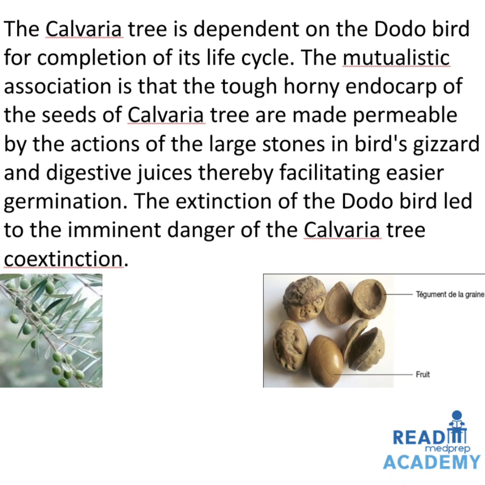The mutualistic association is that the tough horny endocarp of the seeds of the calvaria tree are made permeable by the actions of the large stones in the bird's gizzard and digestive juices, thereby facilitating easier germination. The extinction of the dodo bird led to imminent danger of the calvaria tree co-extinction. On the left side image, you can see the fruits of the calvaria tree hanging down.